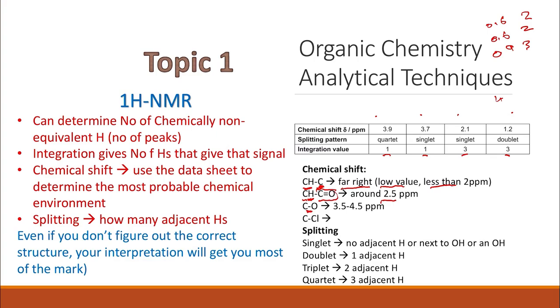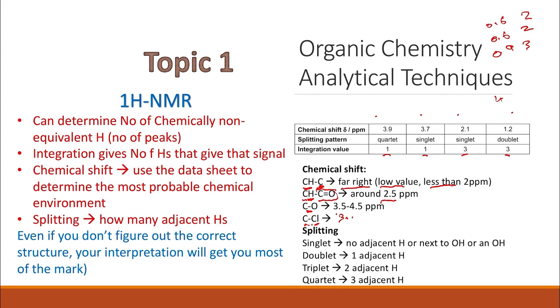A carbon next to an oxygen is a bit to the left, so something in between 3.5 and 4.5 parts per million. And carbon next to chlorine is also shifted, to 3 point something until 4 point something. Of course, they're going to give you either the molecular formula or the empirical formula, where you can determine whether you have a carbon next to an oxygen or a carbon next to chlorine.